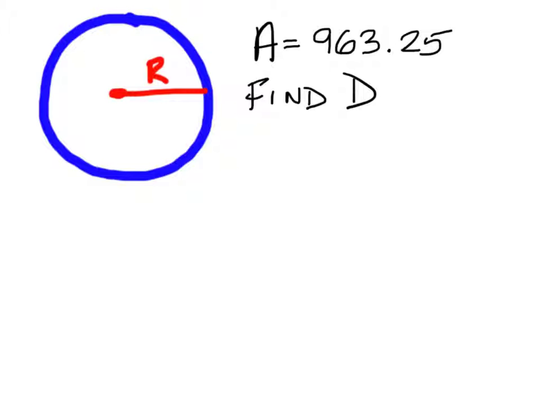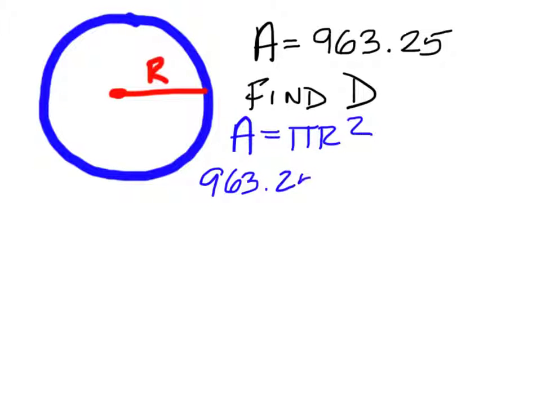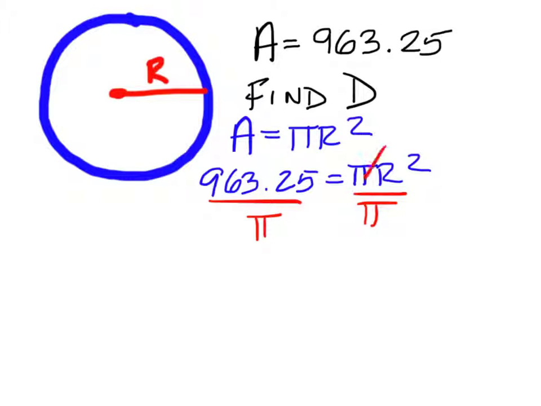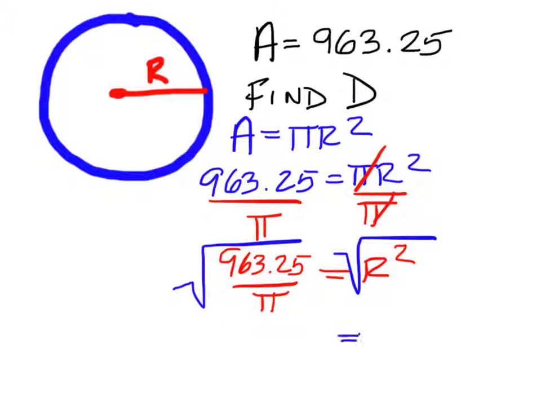So you're given the area, so A equals pi r squared, and plug in 963.25 for the area, set it equal to pi r squared. Divide both sides by pi, and come up with r squared. Leave this alone on the left, and you'll need the square root of both sides to be left with r on the right. We'll just leave this the square root of 963.25 over pi.